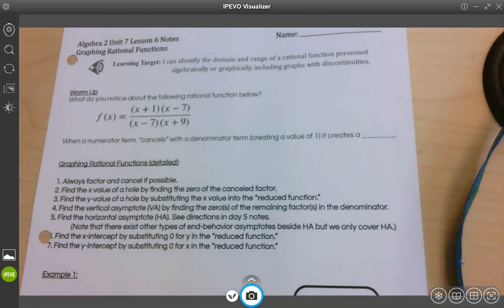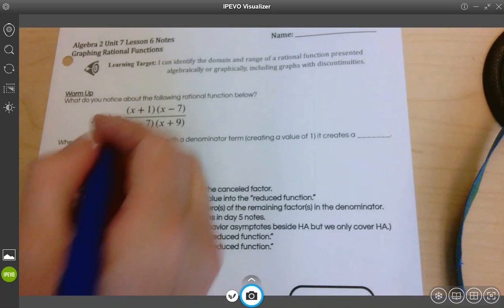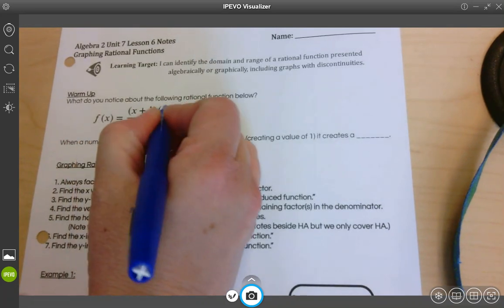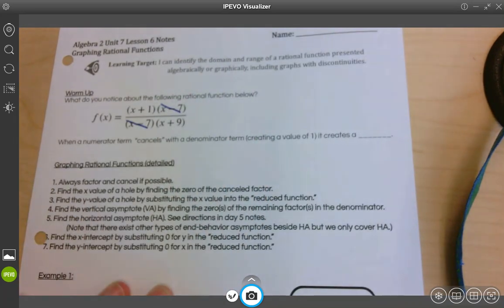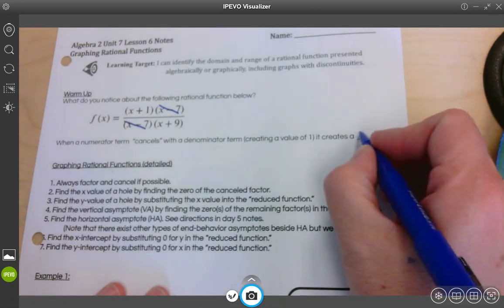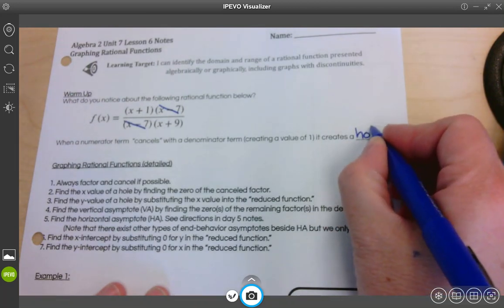Okay. It's factored. What else do we notice about those factors? The top and bottom match? What matches? X minus 7. If you have the same factor on the top and the bottom, what can you do? You can cancel them. Okay. When we are graphing and we get a term that cancels like this, it creates a hole in the graph.